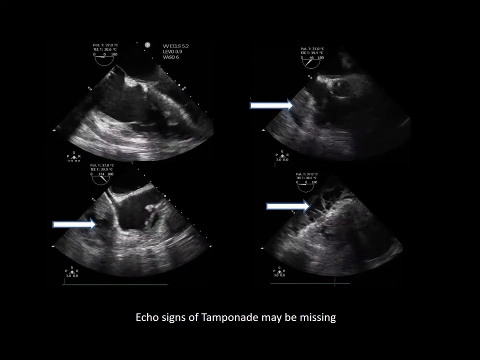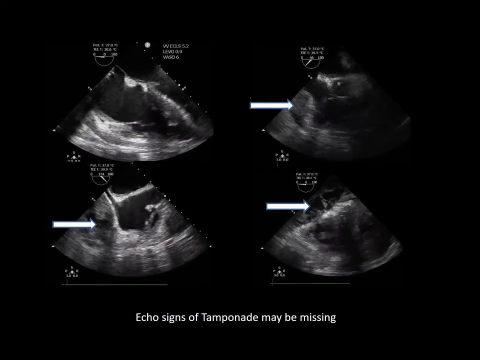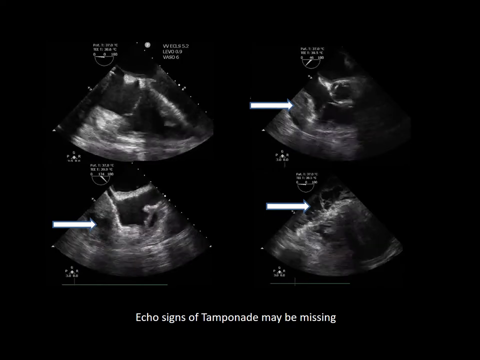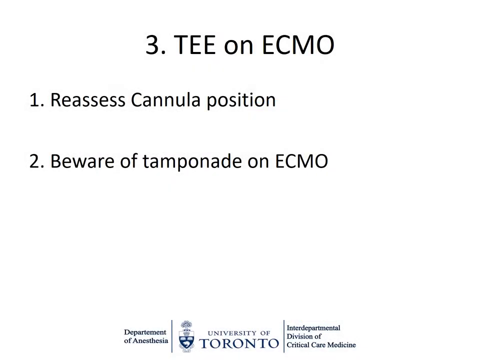On VA ECMO, it can be even trickier because you may not have any hemodynamic compromise. So to summarize on this point, the fact that the cannula was in the appropriate position on day one does not mean that you will not have to reassess it. And again, be very wary about ruling out tamponade on someone on ECMO.